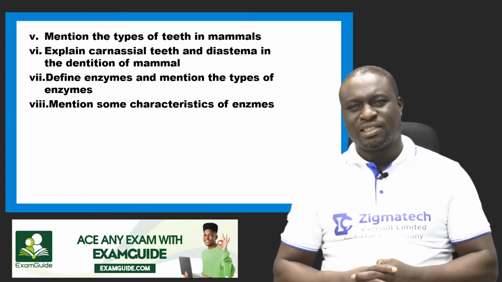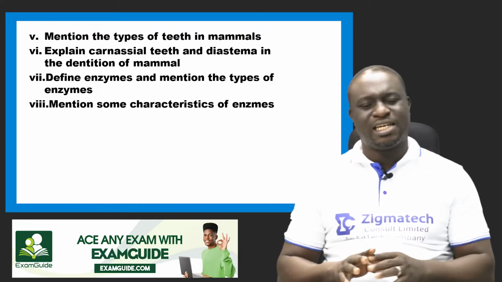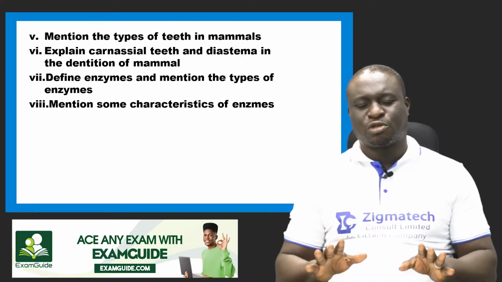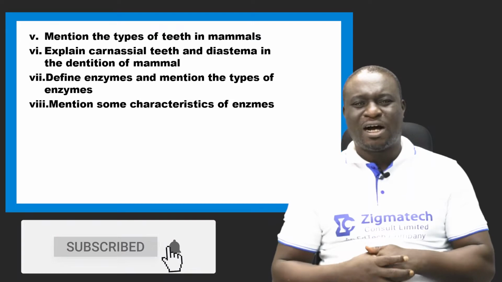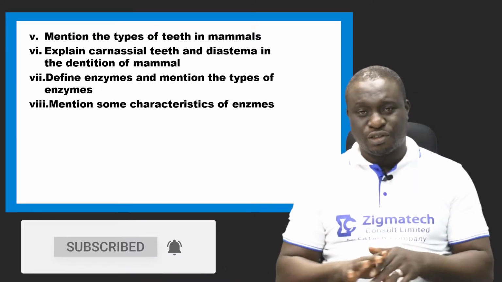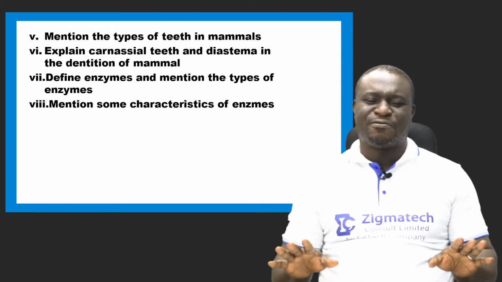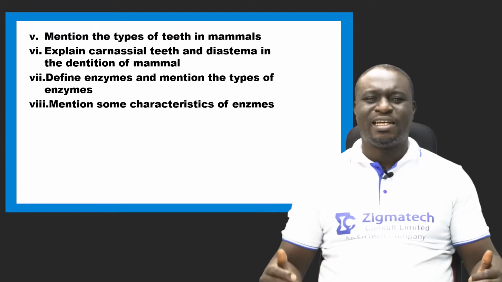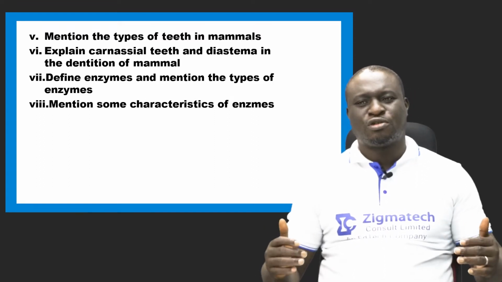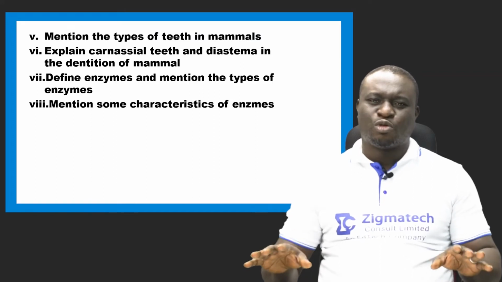And number six, you should be able to explain what we call the carnassial teeth, and describe the carnassial teeth and the diastema that is usually found in the dentition of mammals. And then number seven, you should be able to define enzymes and mention the types of enzymes. And then finally, you should be able to mention some characteristics of enzymes. So these are the things we're going to be looking at.